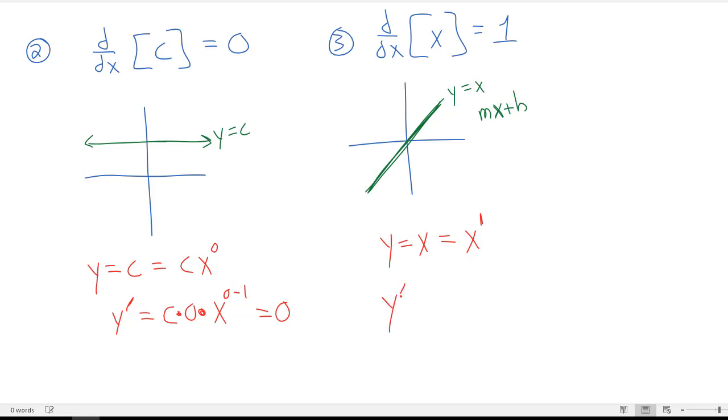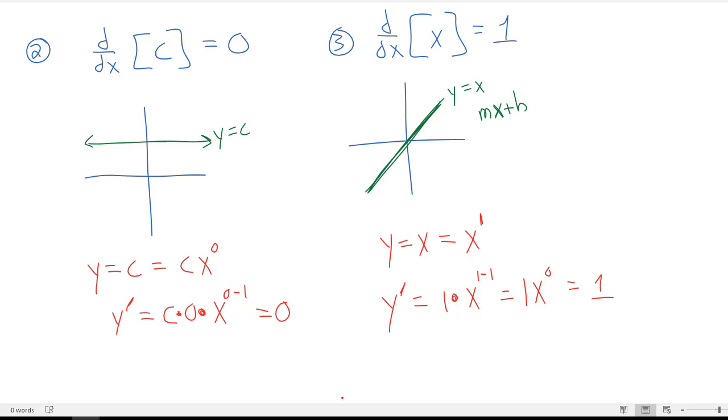And then if I use the power rule there, I'm going to take the 1, bring it in front, and then I'm going to have x to the 1 minus 1, which is 1 times x to the 0. Anything to the 0 is 1. So we can see the rule that we're getting up there. Again, derivative of x is 1. So we can justify each of those subcases graphically, and we can justify them with the power rule.